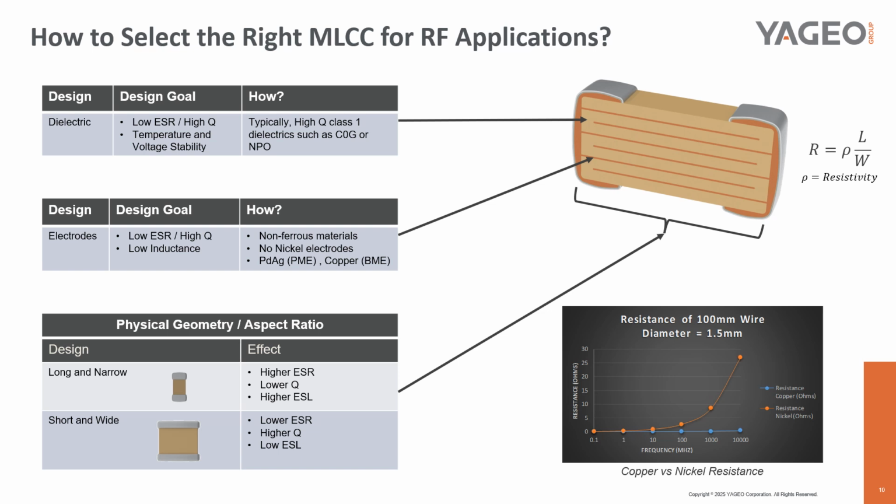Since the majority of the resistive losses of an RF capacitor at high frequencies is due to the electrodes, the electrode material is critical.